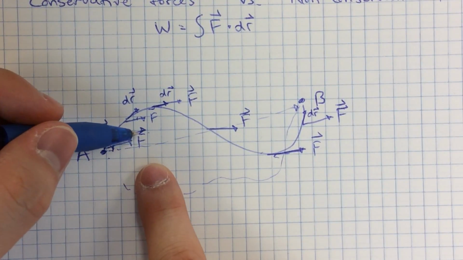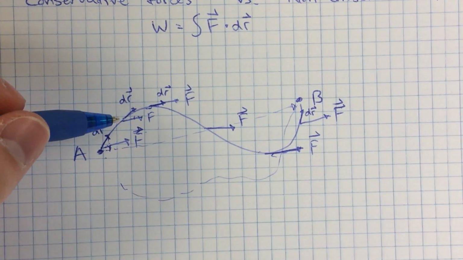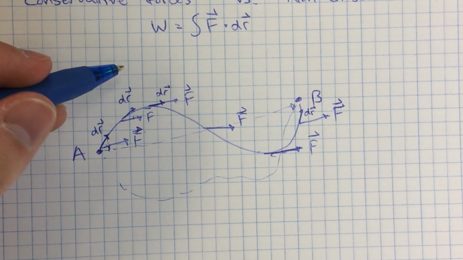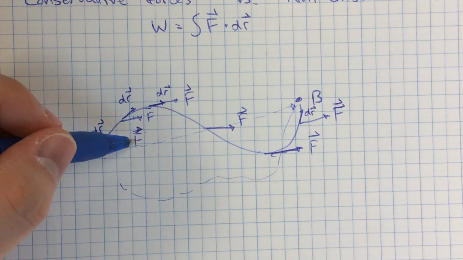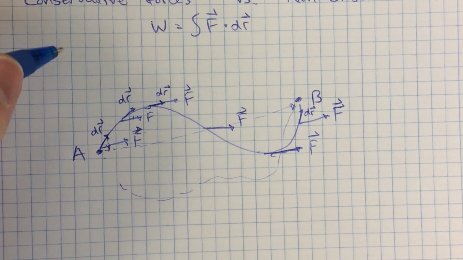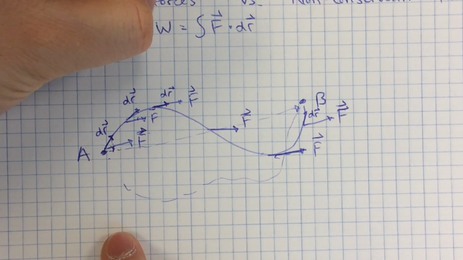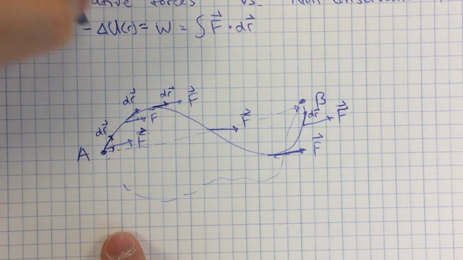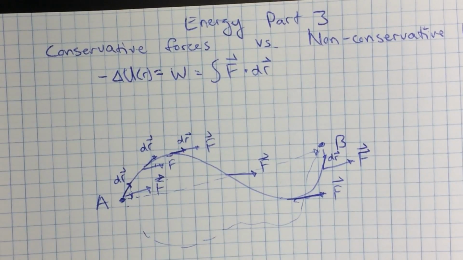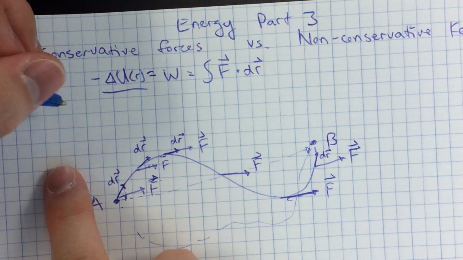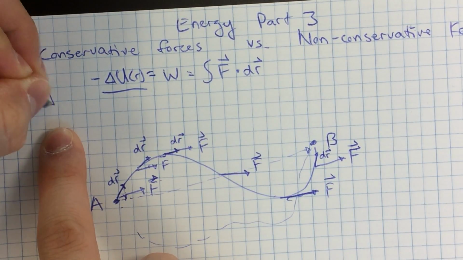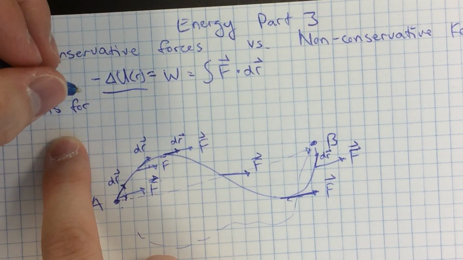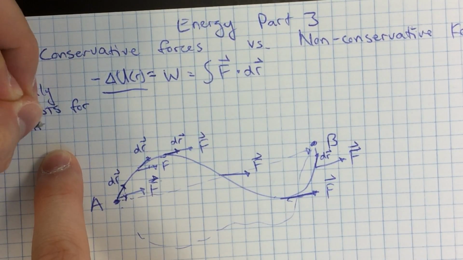In other words, I have gravity or something pushing on it to the right, and how much energy is transferring to the object due to this force doesn't matter what path it takes. If that's the case, then we can write a function called potential energy, and we get that relationship. So this only exists for conservative forces.